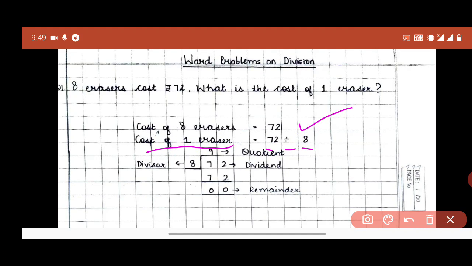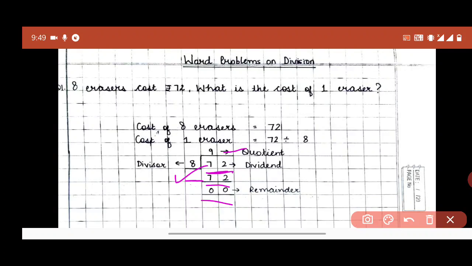72 divided by 8. Let's make the house of division, keeping the bigger number inside and the smaller number outside. Count the table of 8 and see whether 72 comes in the table of 8. Yes, 8 nines are 72. After this, we will subtract both the numbers and the division ends here.